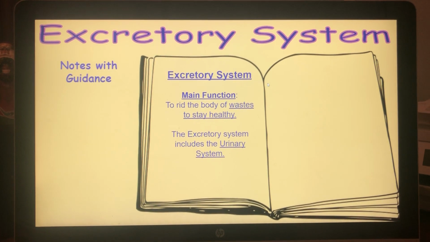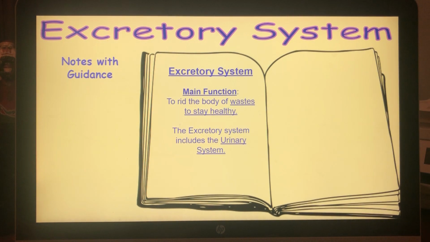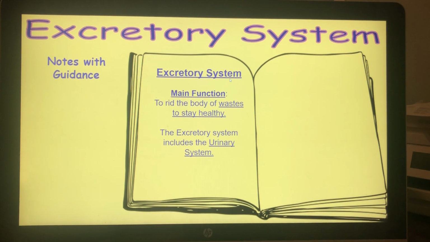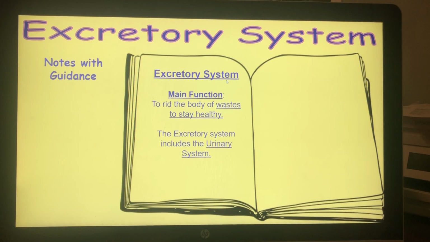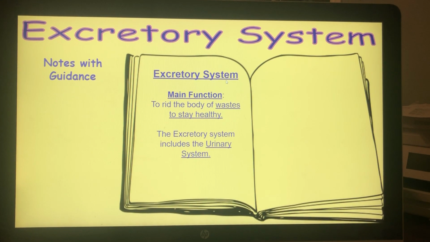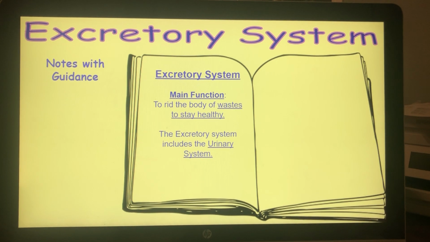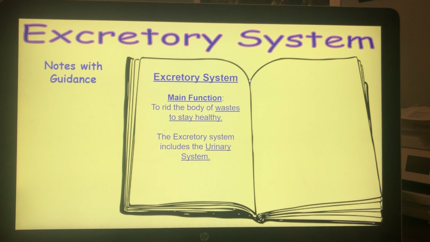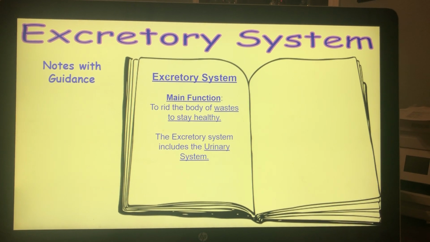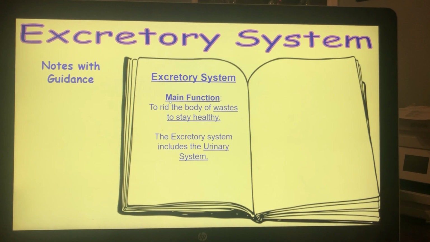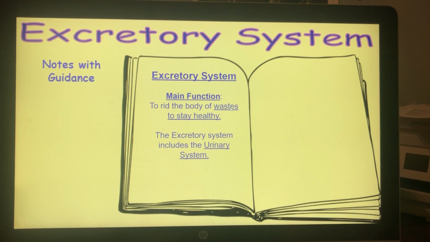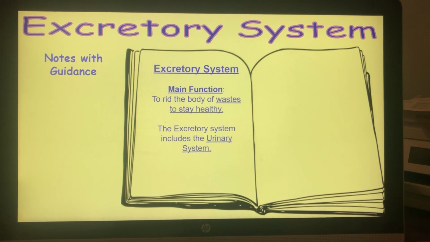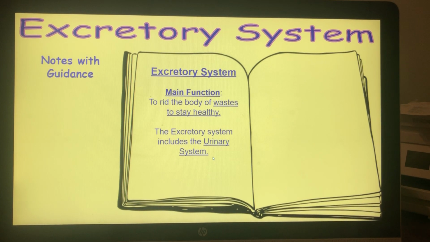You will start a note section in your ISN. You need to turn to the next clean page. At the top, you need to label it excretory system. If at any time you need to stop or pause, please press pause on the video. You can always resume play when you're ready to move on. You will write excretory system at the top, main function to rid the body of waste to stay healthy. The excretory system includes the urinary system.